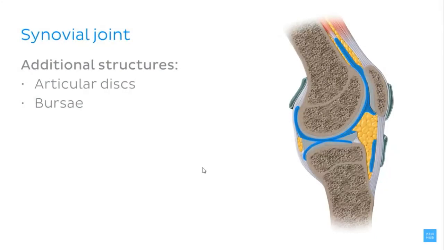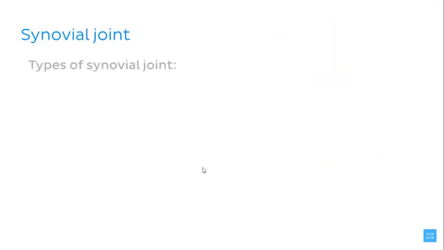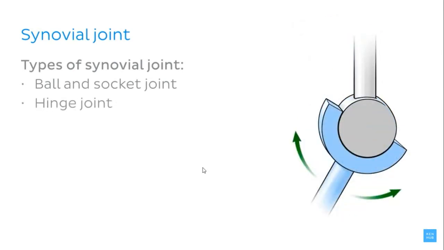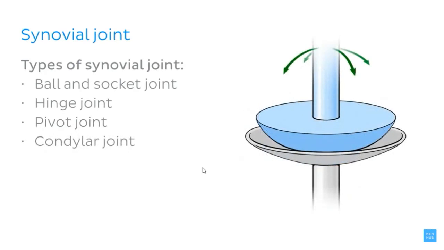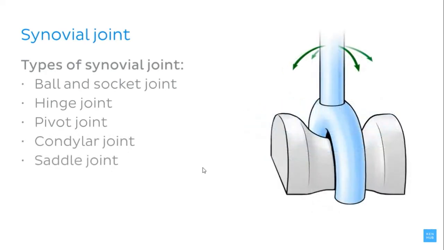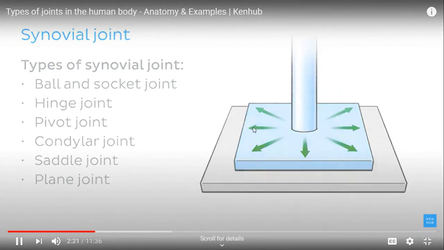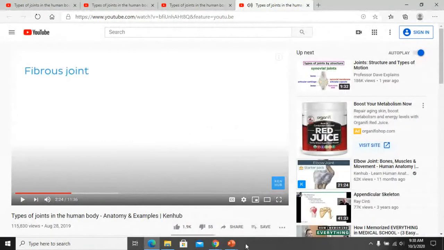Before we move on to the next type of joint, it's worth mentioning that synovial joints can be further subclassified according to the shape of their articular surfaces and their range of motion. These include the ball and socket joint, the hinge joint, the pivot joint, the condyloid joint, the saddle joint, and the plane joint. We'll talk about these joints in more detail later on in our tutorial. Okay, let's move on to our next joint type, which is the fibrous joint. All right.